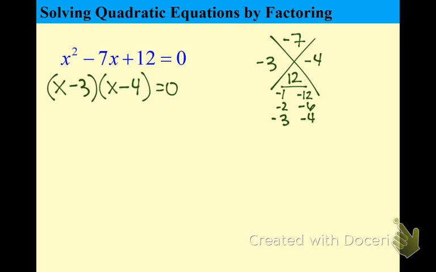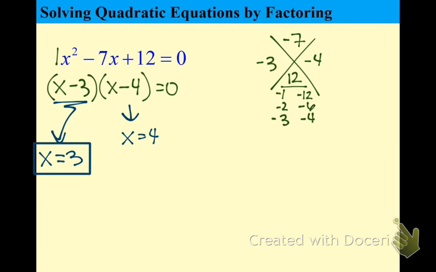So what is my a term here? 1. So do we need to divide? No, because if you divide anything by 1, nothing changes. All right, so we don't need to divide. We don't need a bottoms up. Once we have factored, what do we do with those factors? Set them equal to 0. So x will equal positive 3, and x equals 4. And again, you can check by plugging it back in.